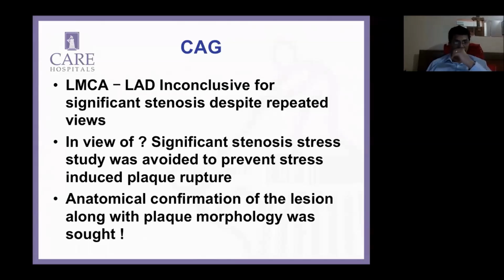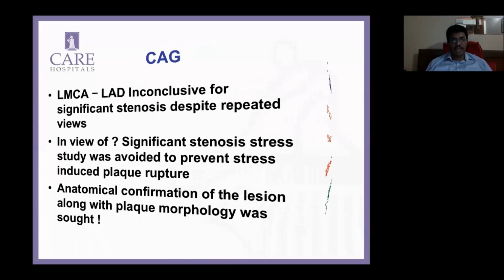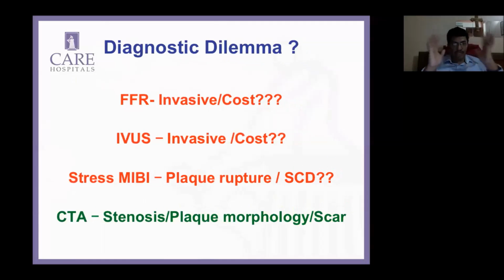And since you had similar thoughts, in view of this, rather than going with the stress test, either dobutamine, MIBI, or MR, we went ahead. These are the thoughts that we had. And then whether to go for FFR, which is the gold standard in terms of left main lesion assessment, or whether we want to do IVUS.